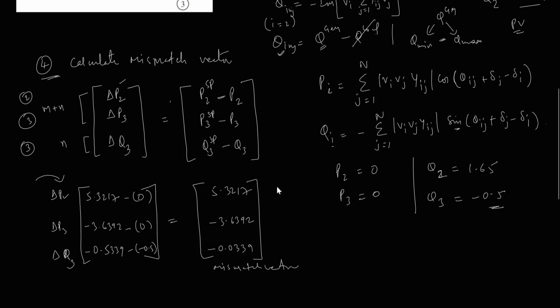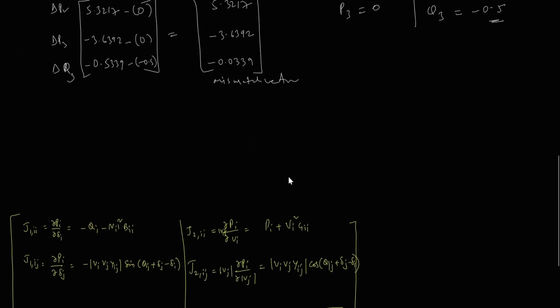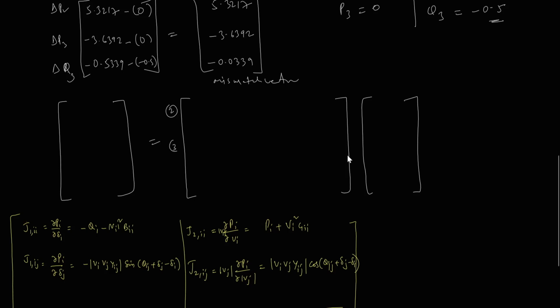Now I have to calculate the Jacobian matrices, right? So I'll put here my entire form, 2, 3, and 3. This is actually del P2, del P3, and del Q3, right? What are these values? 5.3217, minus 3.6392, and minus 0.0339.